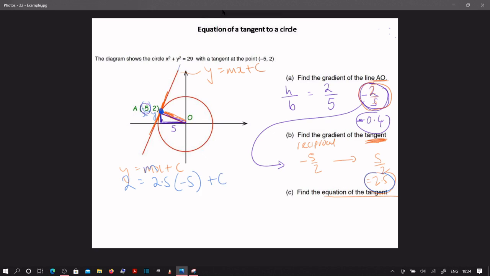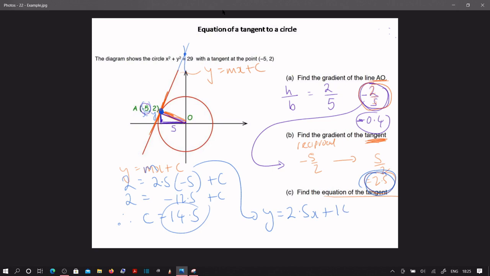I don't want to keep on having to draw this line all the way up here to find out where it crosses the y-axis. That is the y-intercept. So I can just do algebra. 2 equals 2.5 times minus 5, which is minus 12.5, plus something. Therefore, c is equal to, do the inverse operation, 2 add 12.5, that's 14.5. So the equation of our line, the tangent, i.e. the perpendicular line, is y equals 2.5x plus 14.5. We have our answer.